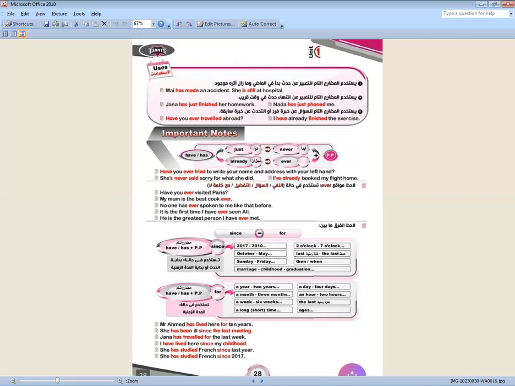You can use the present perfect to express a recent completed action using just or already. Jenna has just finished her homework. Nada has just phoned me. You can use the present perfect to ask about the life experience of anyone. Like, have you ever traveled abroad? I have already finished the exercise.